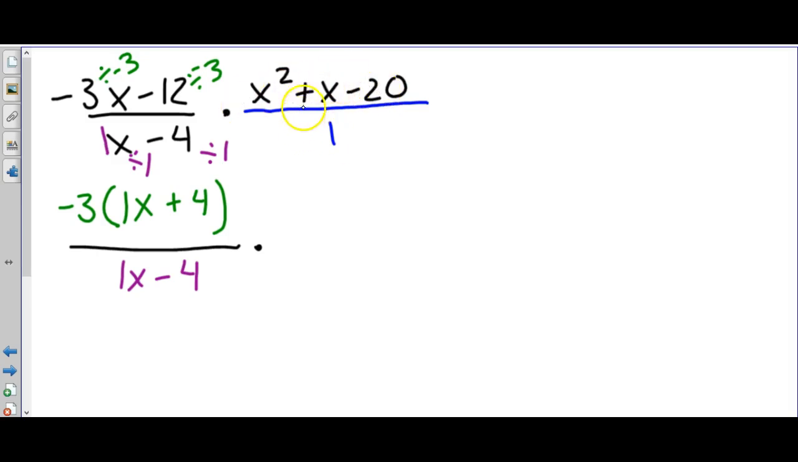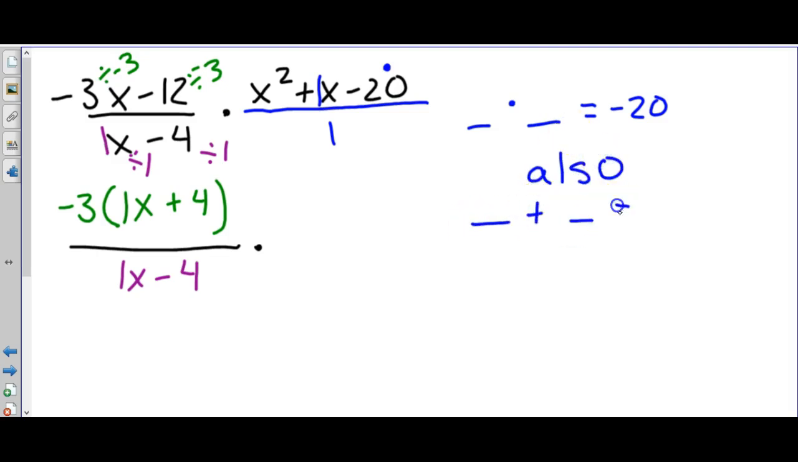With a trinomial, we look for numbers that multiply to be the last term, so numbers that multiply to be negative 20 and add to be the middle term. Again, we have that invisible 1. So we want two numbers that multiply to be negative 20 and also add to be positive 1. It's easiest to start with what multiplies.